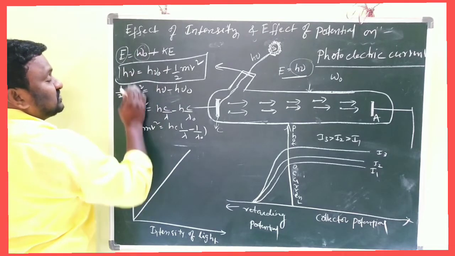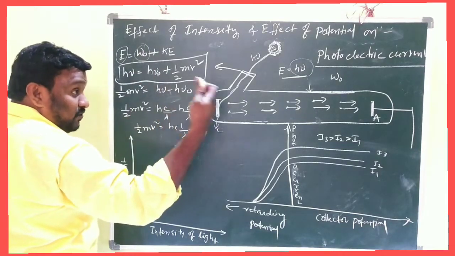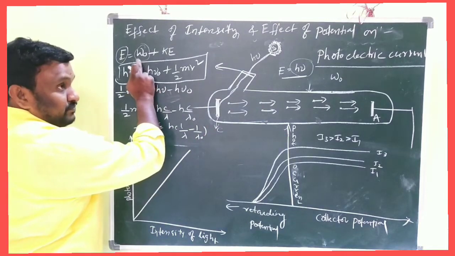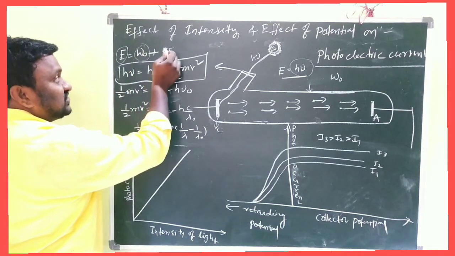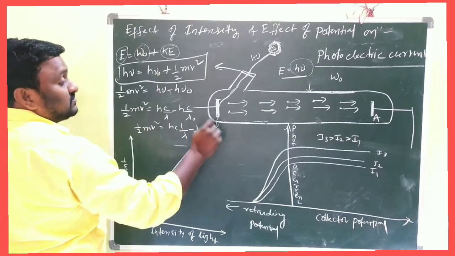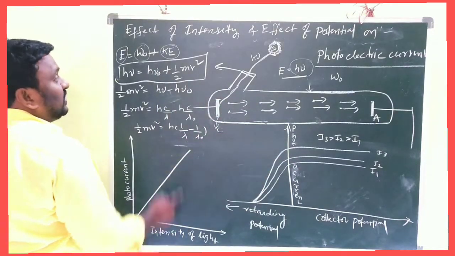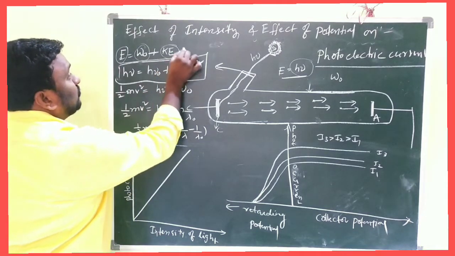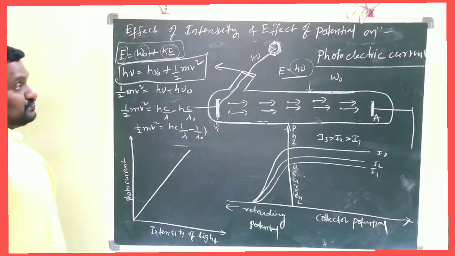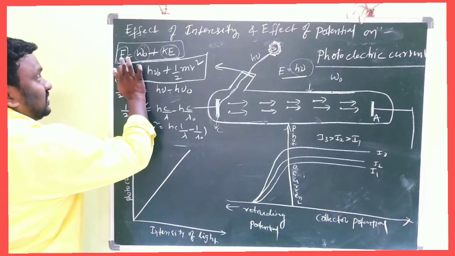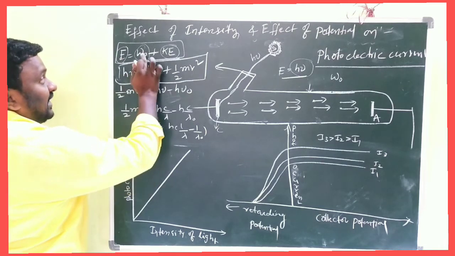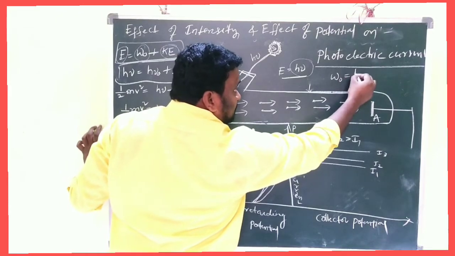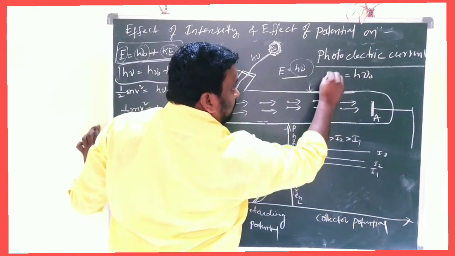Already I told you what the work function is. The minimum amount of energy required to remove the electron from the metal surface, that is the work function. And the remaining energy is what? Gaining of kinetic energy for the electrons. E is equal to W naught plus KE. So this is called the photoelectric equation of Einstein. If you substitute the values, E is equal to h nu and W naught, the work function, can be shown like this: h nu naught.